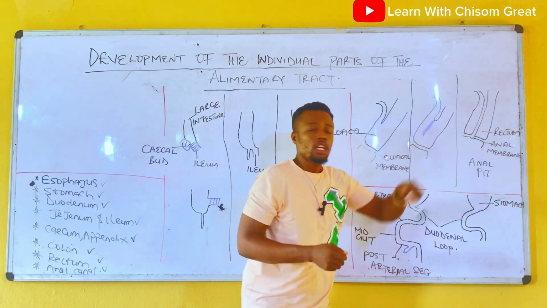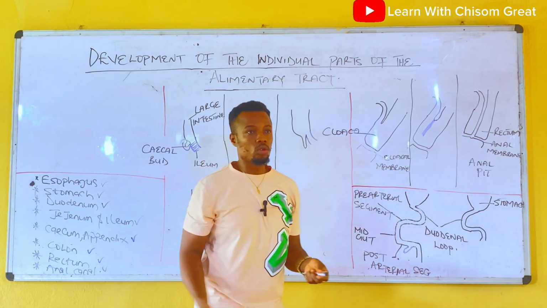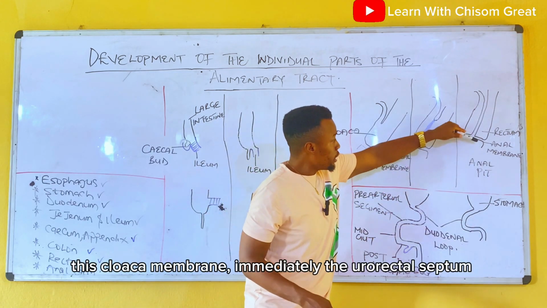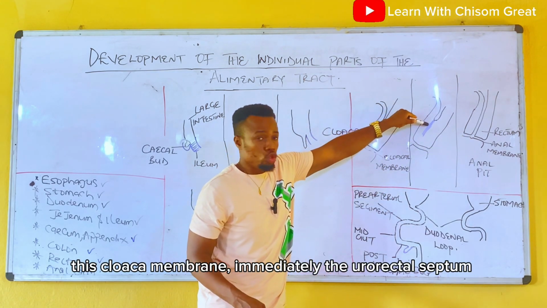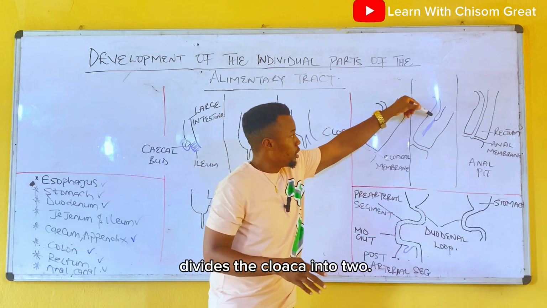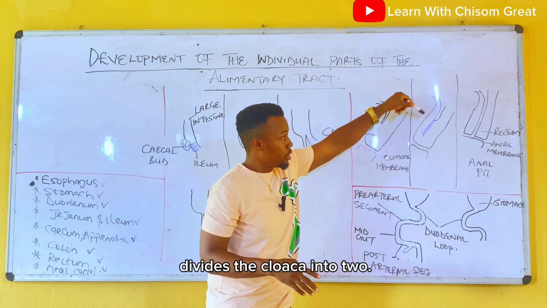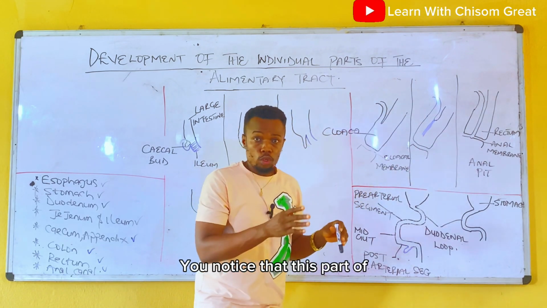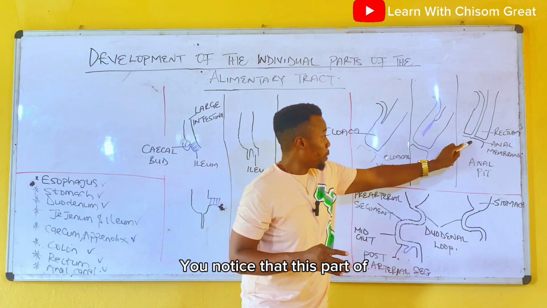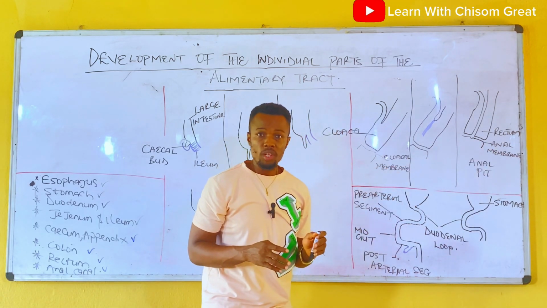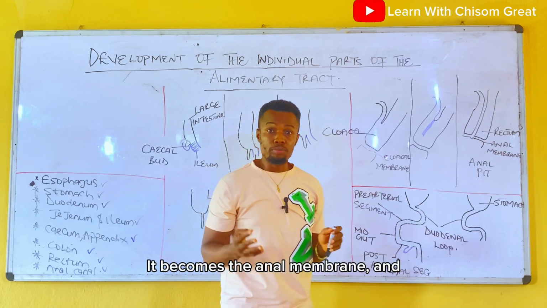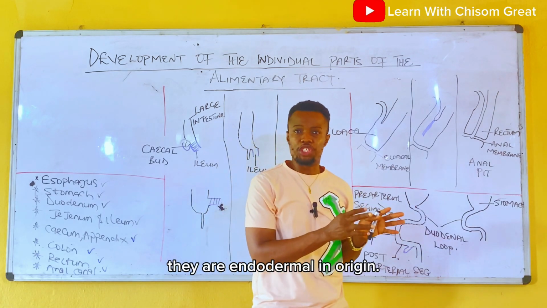This is the rectum. Then coming to the anal canal, this cloacal membrane, immediately the urorectal septum divides the cloaca into two. You notice that this part of the cloacal membrane becomes the anal membrane, and they are endodermal in origin.